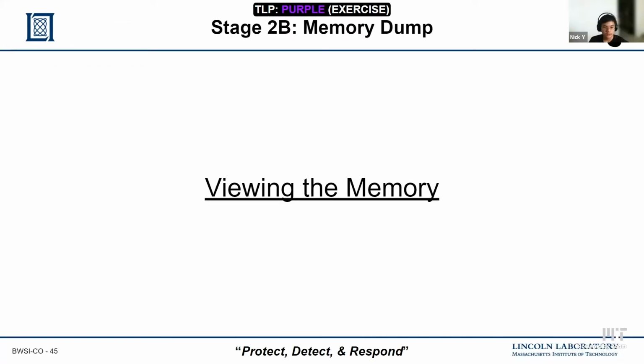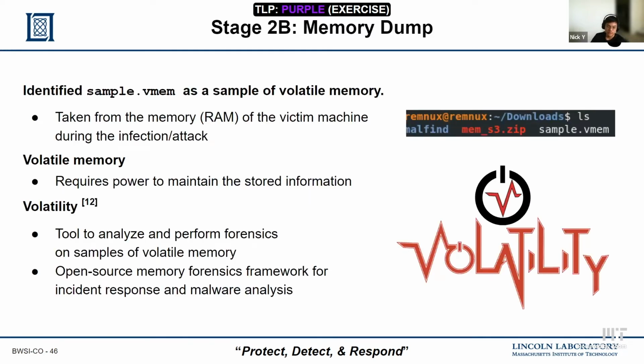Hey, I'm Nicholas. So for memory analysis, we were given a memory dump from an infected machine and we analyzed it to identify the malware. The memory sample we were given was of the computer's volatile memory, which is memory stored in RAM. Volatile memory is lost when the machine is shut down. To analyze the memory sample, we used Volatility, which is an open source program designed specifically for volatile memory analysis.